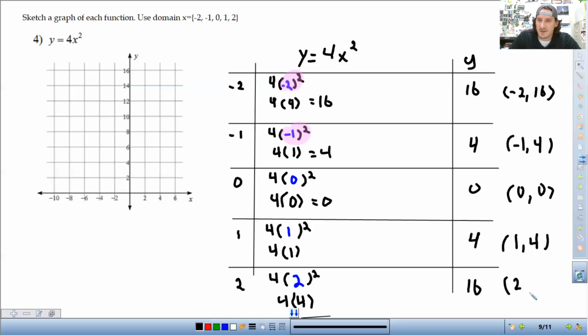So it looks like all these are actually going to fit on the graph that we have. So -2, 16. So I go -2 on the x up to 16 on the y. Put a point. -1, 4. So -1, I have to do a half step. Notice it's counting by 2, so I have to do a half step on the x and then up to 4 on the y. 0, 0. And then 1, 4, 2, 16. Done. All right. One more problem.